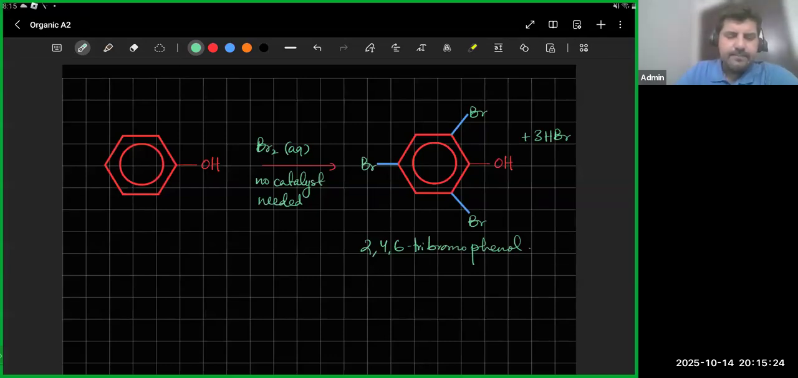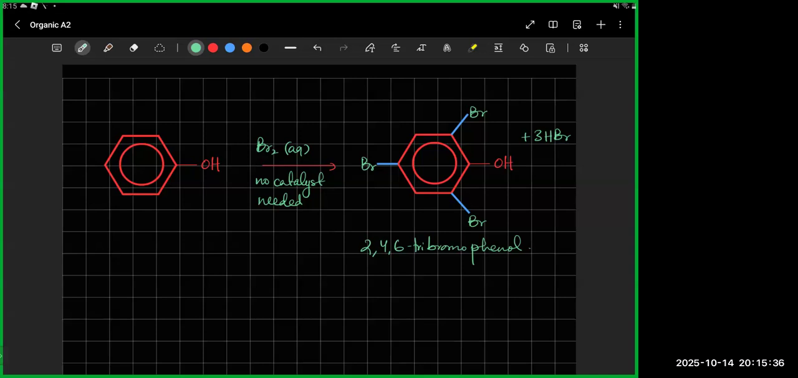Yes, clear? Qasim, Isaac, Ibrahim, is this clear? That bromination in phenols. Yes.